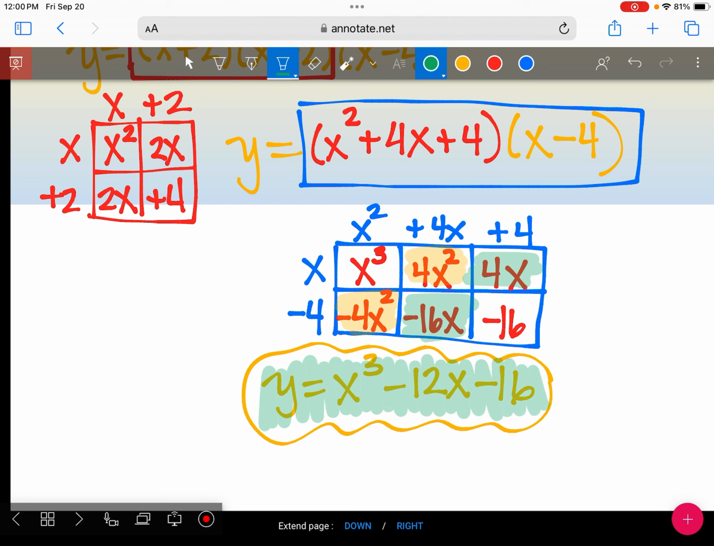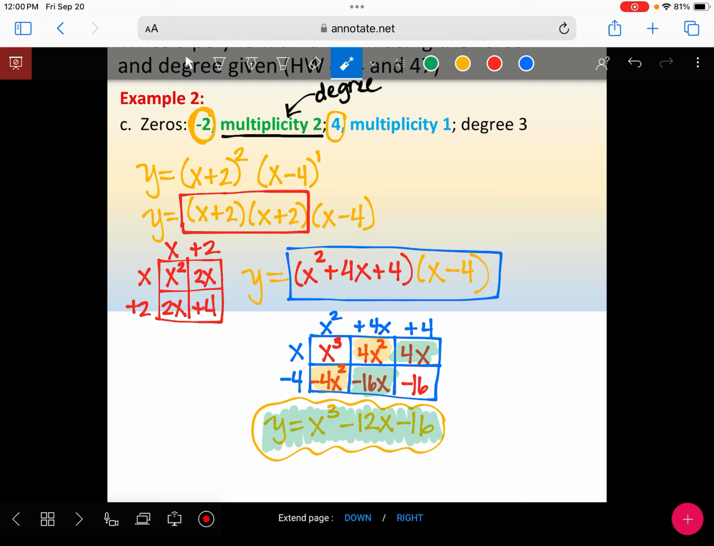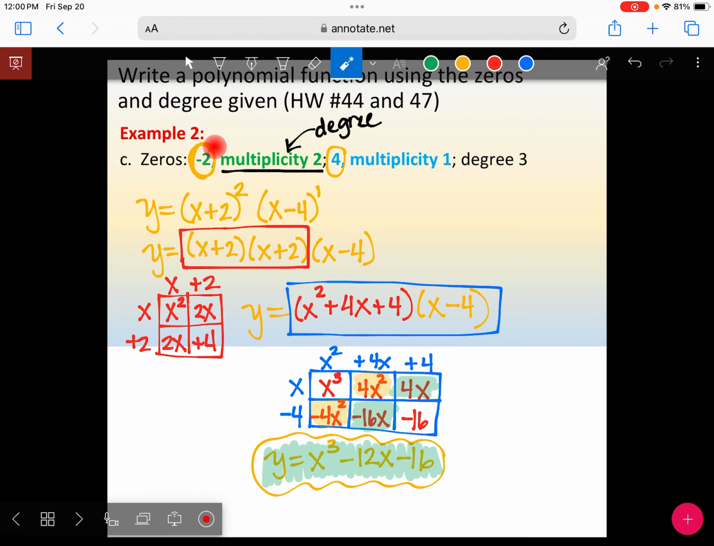So our final answer is this equation right here, y equals x cubed minus 12x minus 16. If we had a graphing calculator and we typed it into Desmos or some kind of graphing calculator, it would hit negative 2 and it would hit positive 4, and it would be an odd degree.